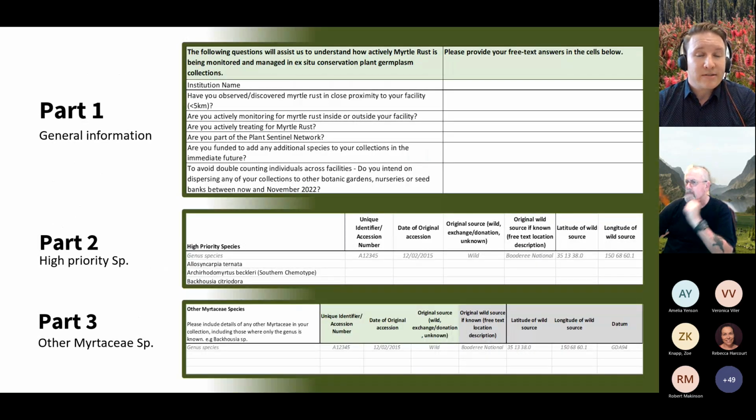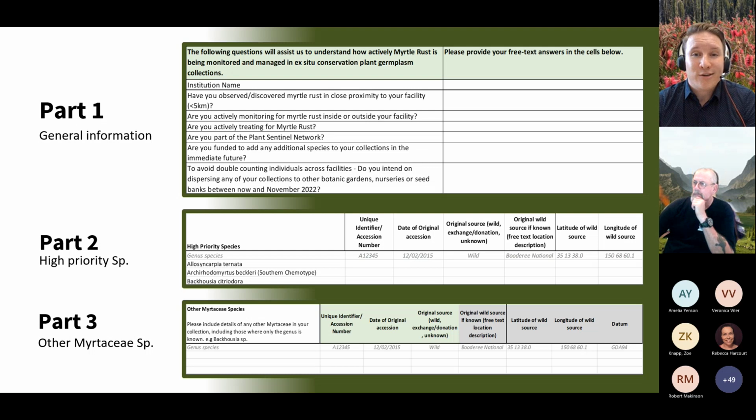There were three general parts to the survey. So the first part asked general information about organisations as well as their experience with myrtle rust. Part two sought information about collections of high priority Myrtaceae species, and part three sought information about other Myrtaceae collections that might be held. And I'm here to share the preliminary results of that survey with you today.